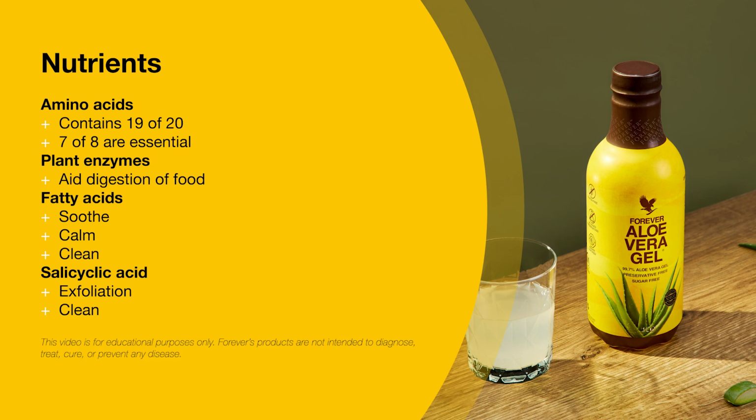Other nutrients: you have the amino acids. 20 are known, and 19 of those are actually found in aloe. So there's a good content of amino acids. These are the building blocks of your proteins, so your muscles, for example, and all the cells. There are 8 essential amino acids which have to be taken every single day. 7 are found in aloe. So you can see how aloe is contributing nutrients to your daily requirement every day.